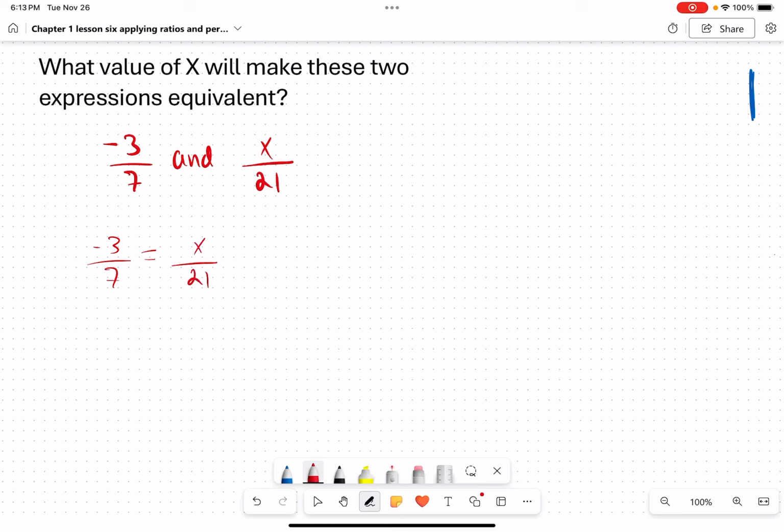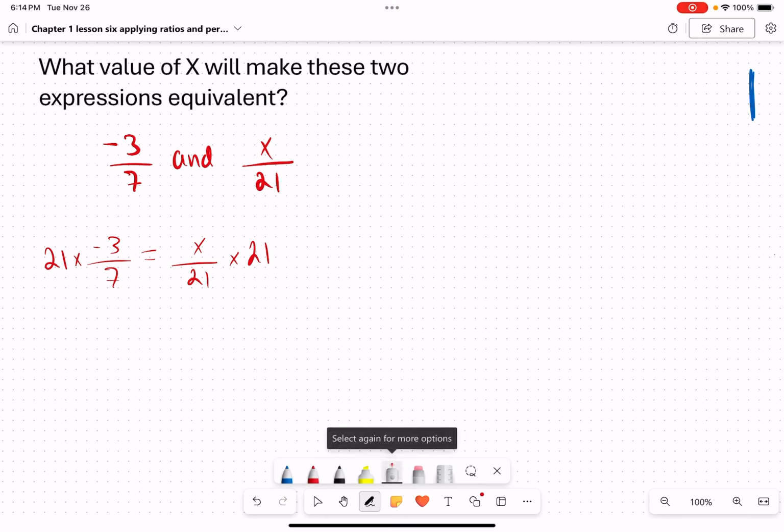So this is what we have. Negative 3 over 7 is equal to x over 21. But we need to find what that x value is. Now, there are two ways that I like to do it. I can multiply by 21, or we can cross multiply. But let's go ahead and multiply by 21 first. What I do to one side, I must always do to the other side.